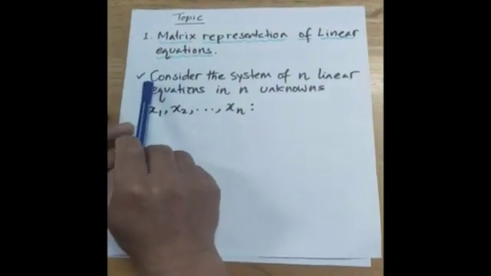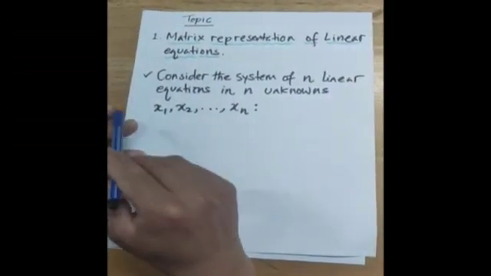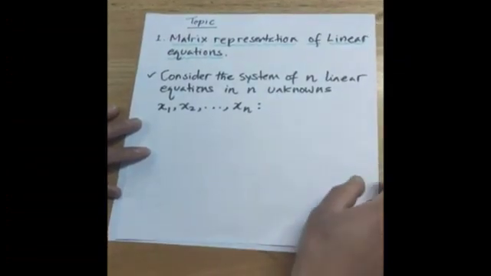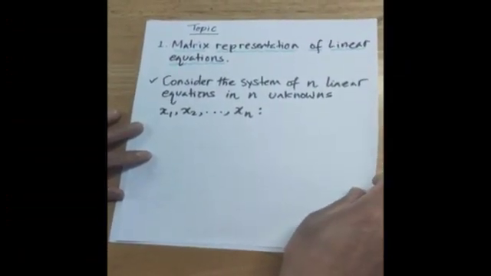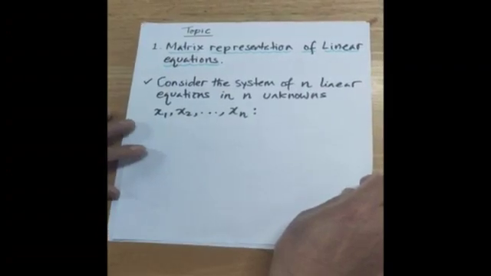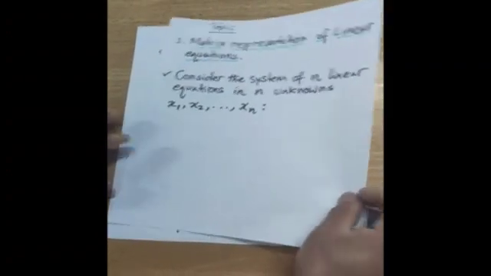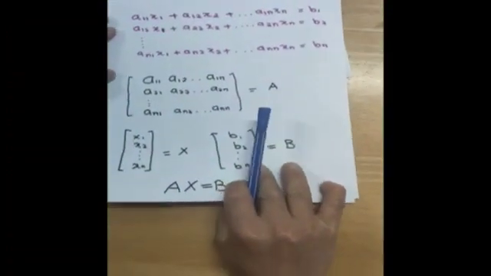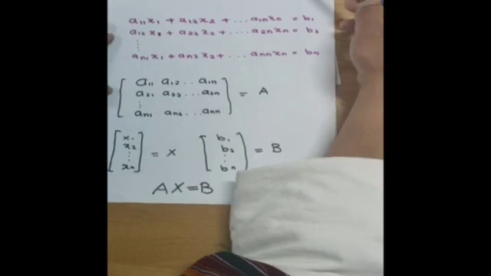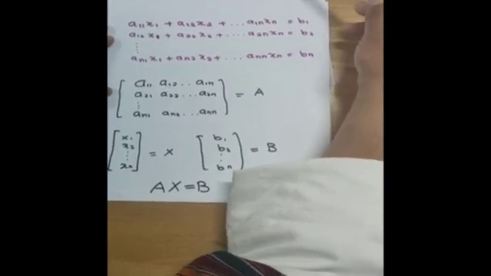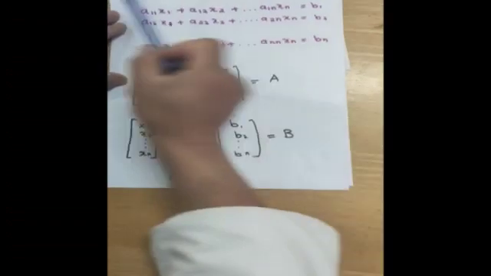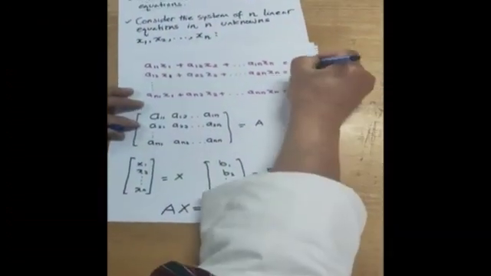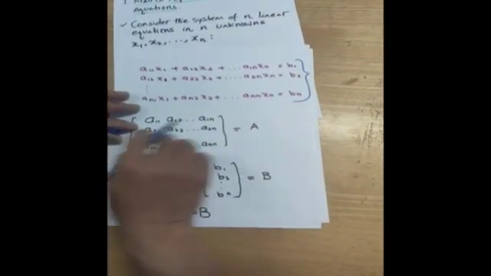Now, if we consider a system of n linear equations with n unknowns, with variables x1, x2 till xn, how do we form the system of linear equations? The general system of n linear equations with n unknown variables x1 to xn will have this form.